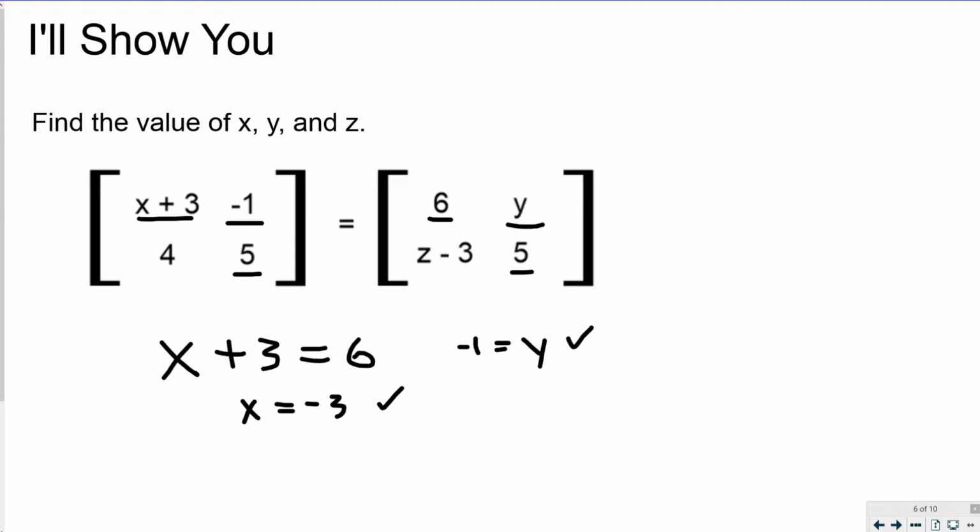That kind of is my check to see, hey, I know these two matrices are equal since they both have at least one corresponding element. And then the last one I'm going to do is 4 equals z minus 3. So if I add 3 to both sides, I get that z equals 7. And that completes my mini matrix equations.